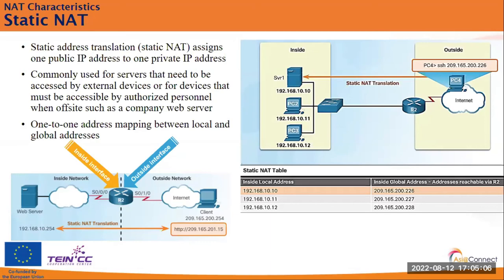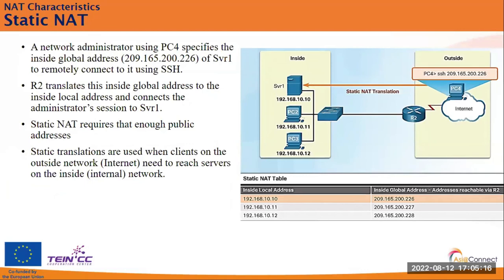That's why static NAT, which is one-to-one communication, only works for companies. Like if any authorized company people want to access their own company server, then how can they access it? They can use a public IP address for each individual private IP address.